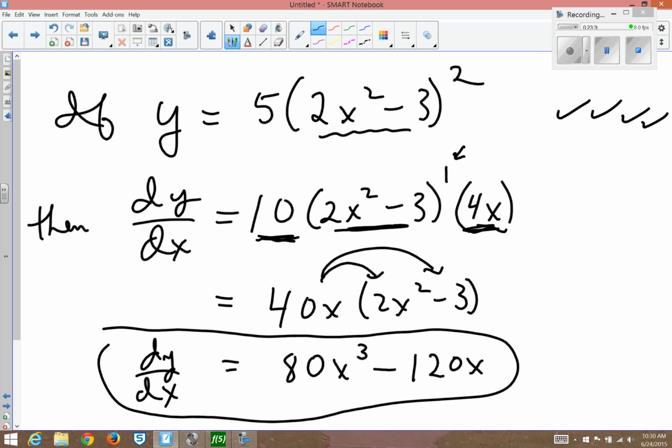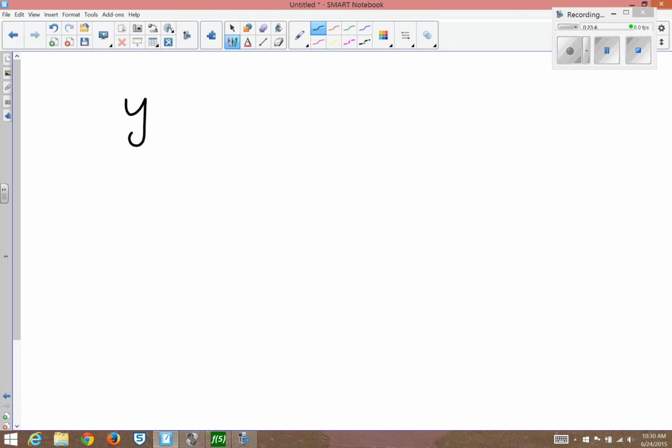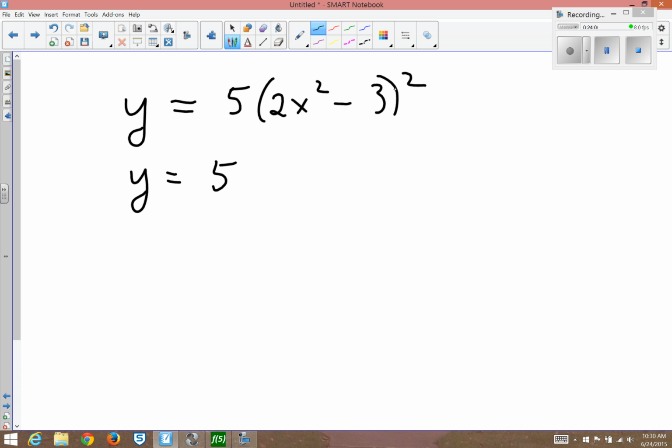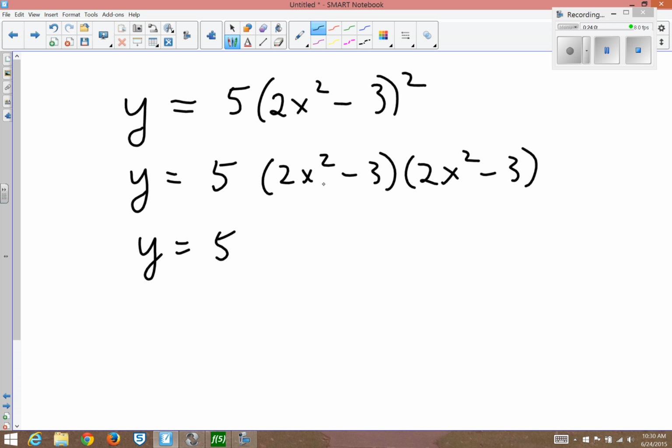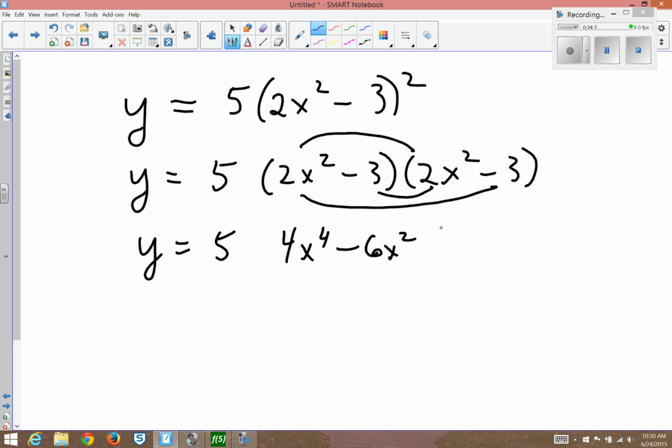And we're going to do this problem one more way, another way, and then we'll be done with this video. So same given function. Let's say you did not know the chain rule that we just demonstrated. You do know that 2x squared minus 3 squared means 2x squared minus 3 times itself. And you do know that 2x squared minus 3 times itself is 4x to the fourth minus 6x squared minus 6x squared plus 9.